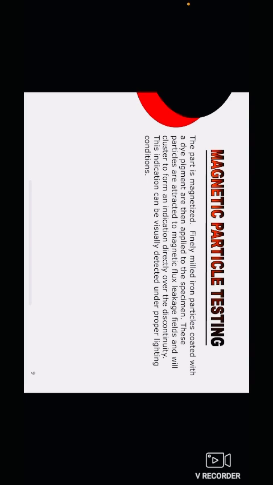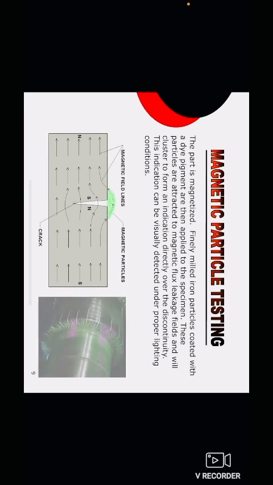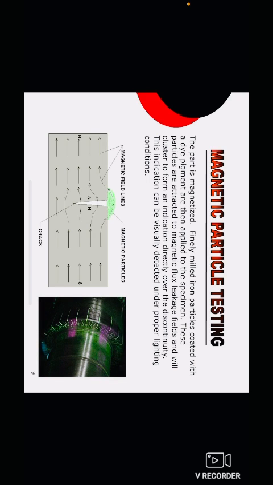Magnetic particle testing. The part is magnetized. Finally, milled iron particles coated with a dye pigment are then applied to the specimen. These particles are attracted to the magnetic flux leakage fields and will cluster to form an indication directly over the discontinuity. This indication can be visually detected under proper lighting conditions. This is the magnetic particle testing.